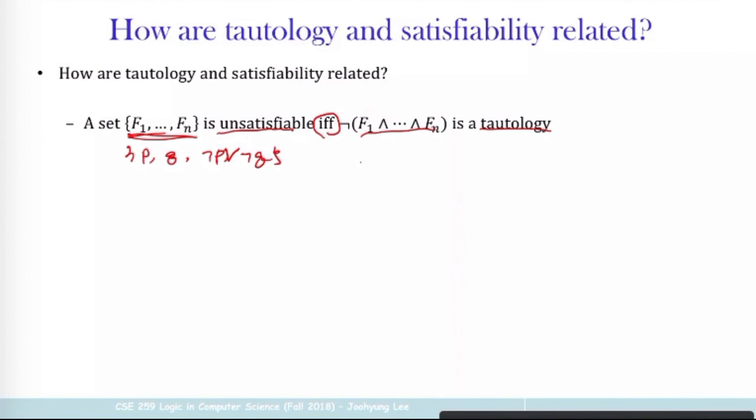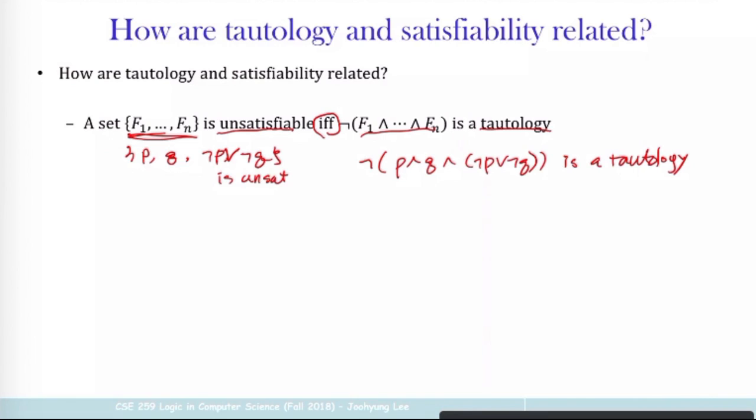Now what that means is if you put the negation and make the whole set a conjunction of formulas, then this is a tautology. So this is unsatisfiable, and this is a tautology. If you have an unsatisfiable set, then you can form a tautology using the formulas in that set. And vice versa. If you have a formula that starts with negation, followed by the conjunction of these formulas, and you know that this formula is a tautology, that means the set P, Q, and not P or not Q is unsatisfiable.